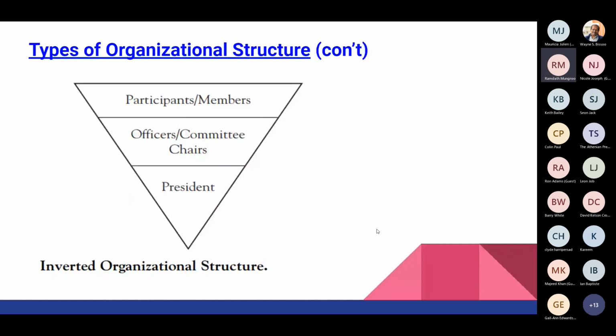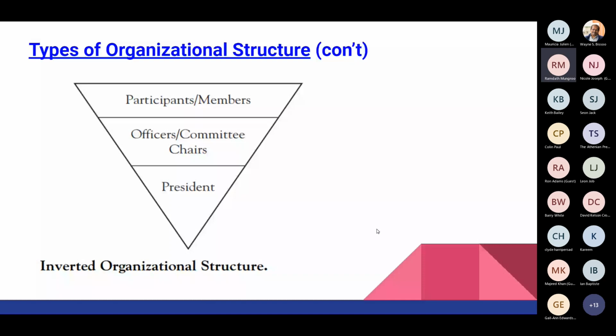There's also another type of organizational structure, the inverted organizational structure. This is really the opposite of what was shown just now. So this is basically a flip pyramid. This model generally speaks to the greater amount of members at the top. And in this model, you'll actually see the president at the base.